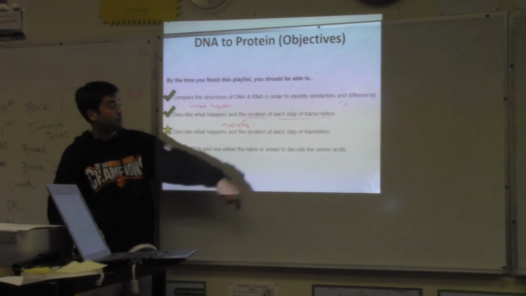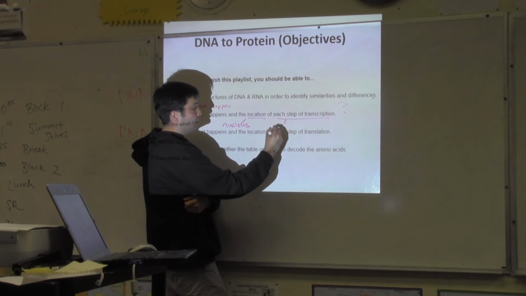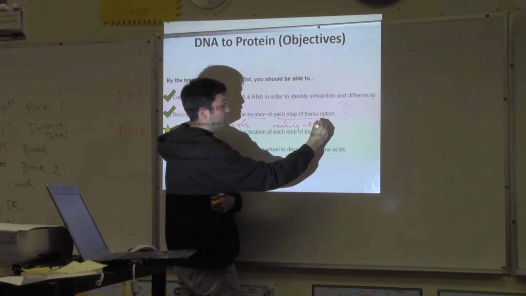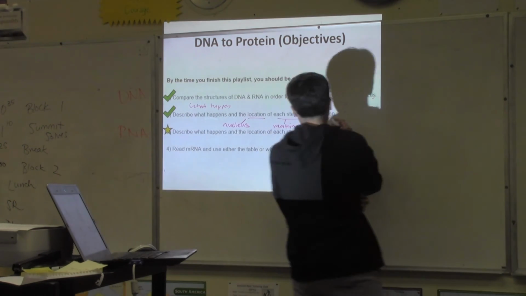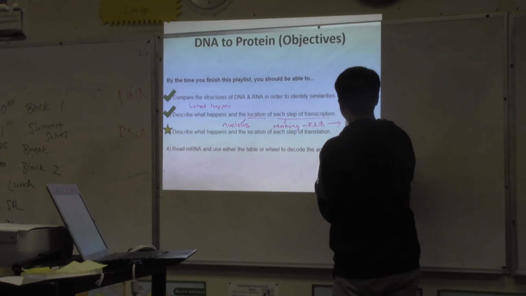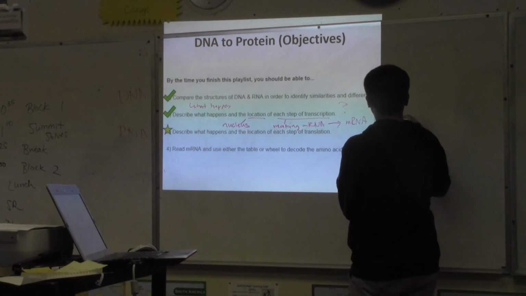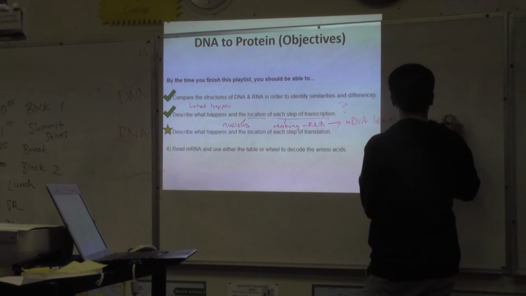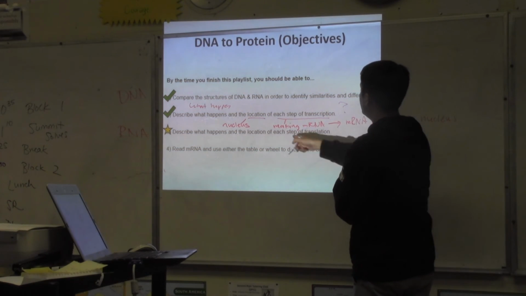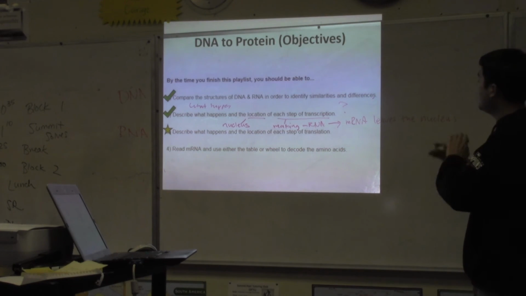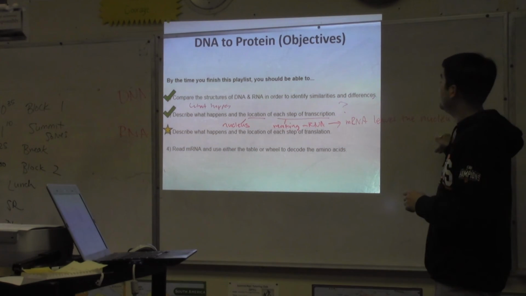And during each step of transcription, the big thing that we're doing is we're making mRNA, and then the next step is that mRNA leaves the nucleus. Those are the two big steps of transcription. We make the mRNA, we make that yellow snaky mRNA, and then that mRNA will then leave the nucleus.